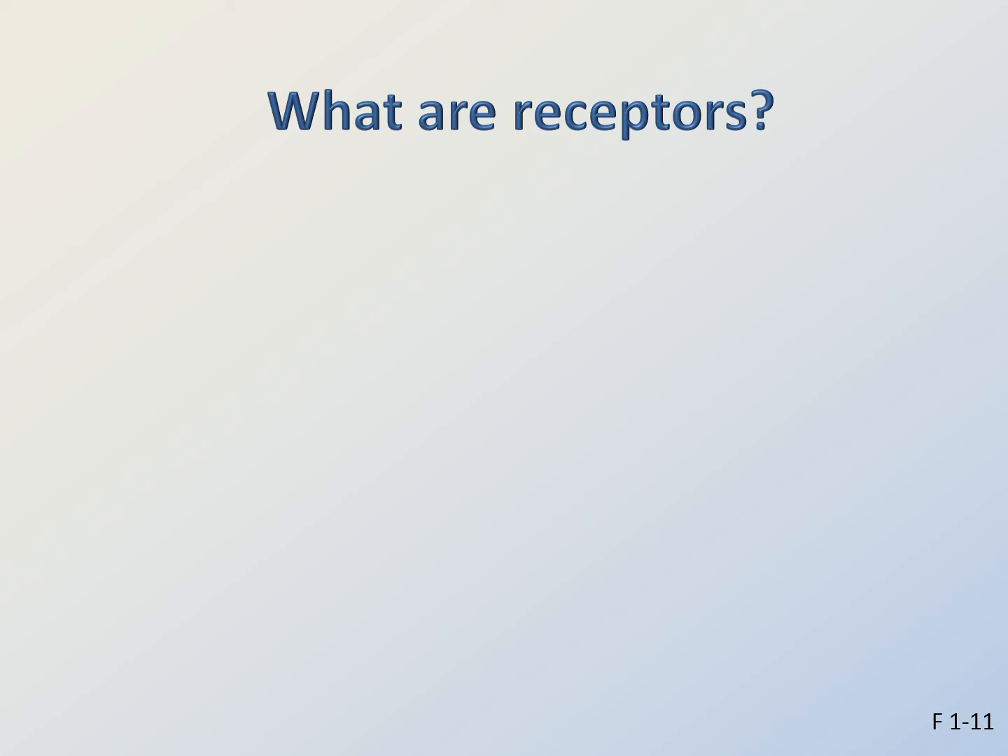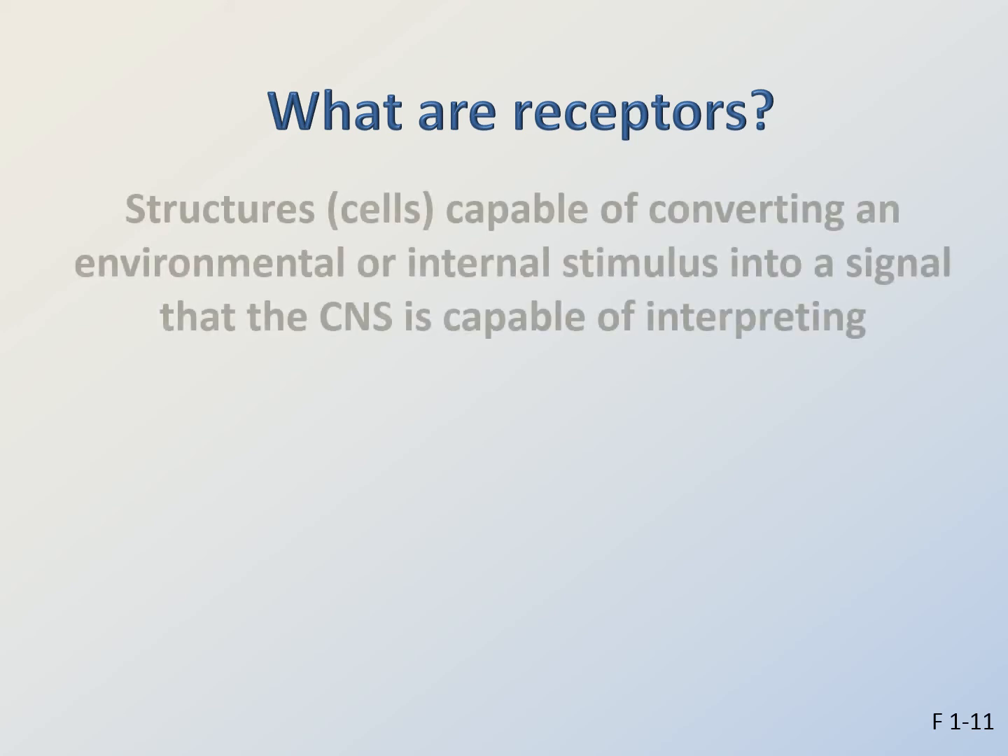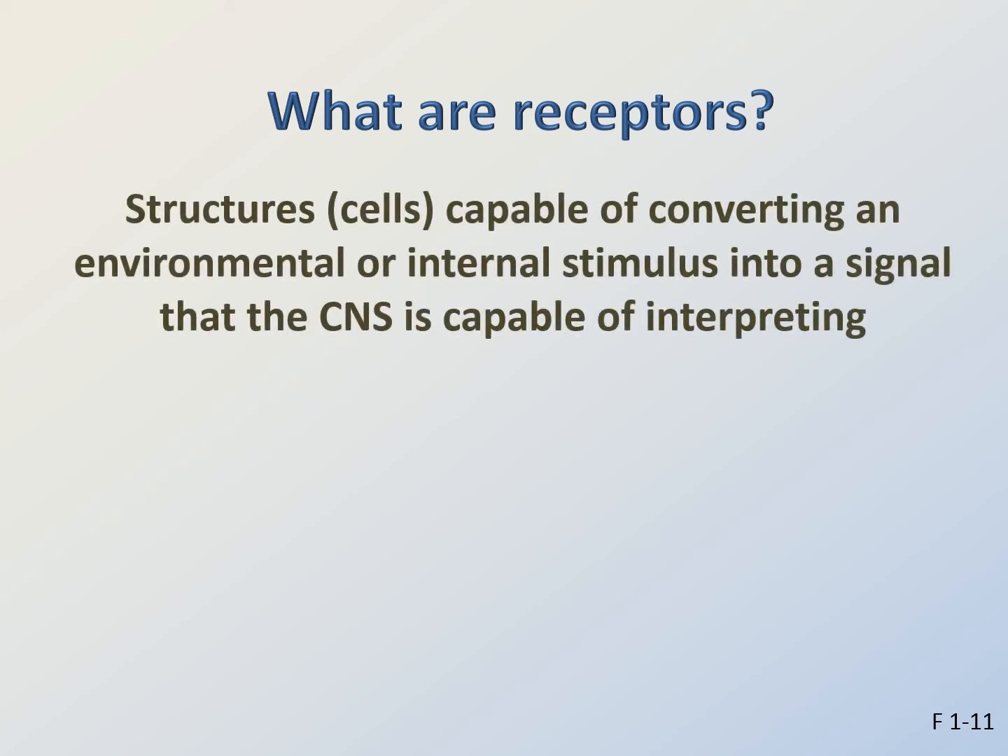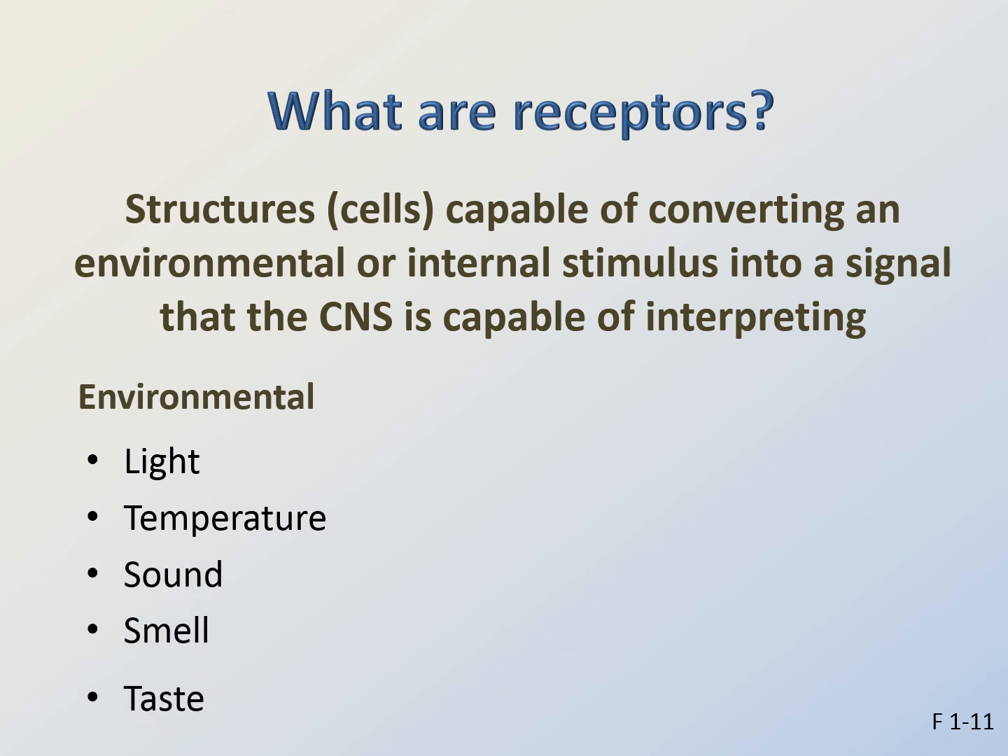The last topic that we will discuss in this session has to do with receptors. In the context of sensory activity, a receptor is a cell which can perceive a given stimulus and convert that information into an action potential, which is then interpreted by the central nervous system. From the environment, receptors allow animals to perceive light for vision, temperature, sound, smell, and taste.